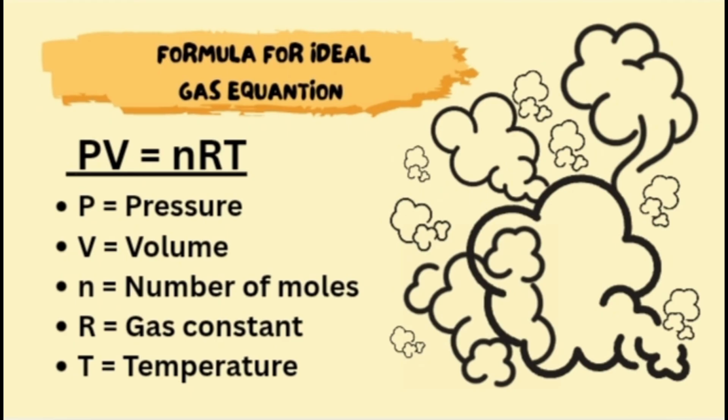The ideal gas equation combines several gas laws into one, which is PV equals nRT. We can see that P is for pressure, V for volume, n for number of moles, R for gas constant, and lastly T for temperature. In chemistry, it is commonly used to calculate unknown gas properties in experiments and chemical reactions.